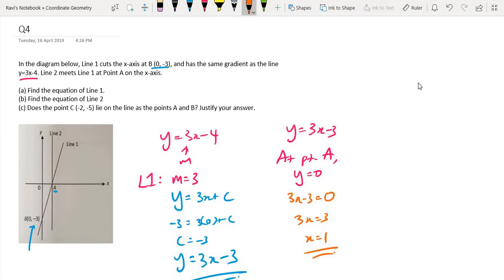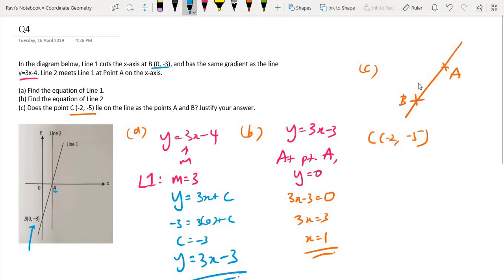For part C, this is part A, this is part B. In part C, we are asked to check if the point C, which is (-2, -5), also lies on the line through the points A and B. A and B are already connected here. We are asked to check whether the point C is on this line. C is somewhere here, because it is minus 2 and minus 5.